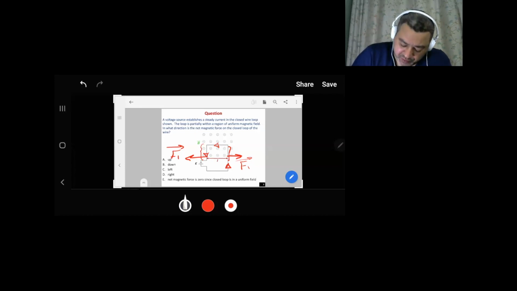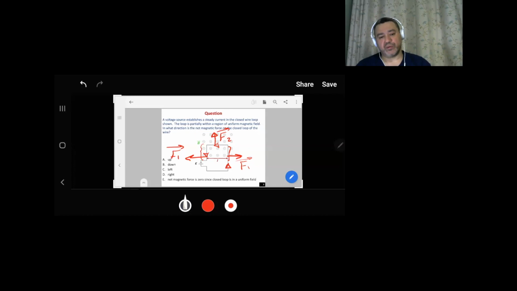So the force on that wire will be pointing upward, as you can see here, and the answer would be A. That's correct. It is A. Any question before we move on? Is that clear?